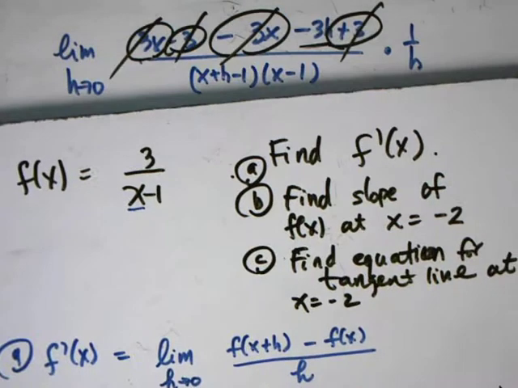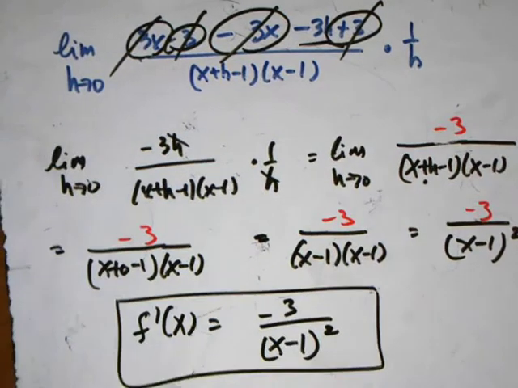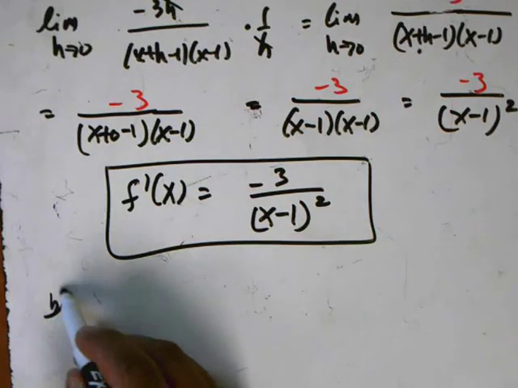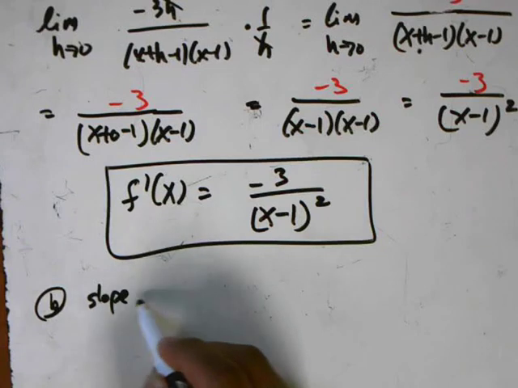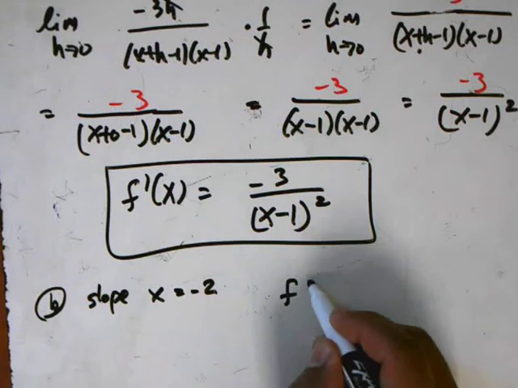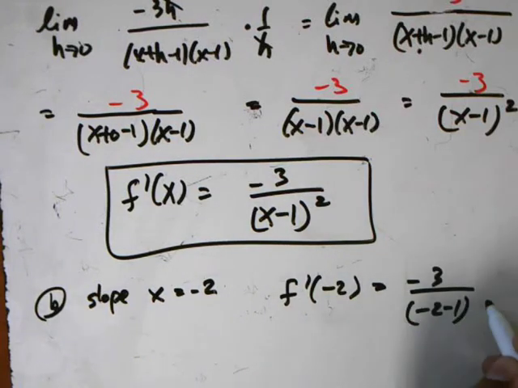So now this leads us to our second question. Our second part of the question here is to find the slope of f of x at x equals negative 2. And one of the nice things about this is that the derivative is the slope at a particular point. Okay? So if I want to find the slope at x equals negative 2, all I really need to do is substitute negative 2 into f prime. This will give me negative 3 over negative 2 minus 1 quantity squared, and that is going to come out to be negative 1/3.